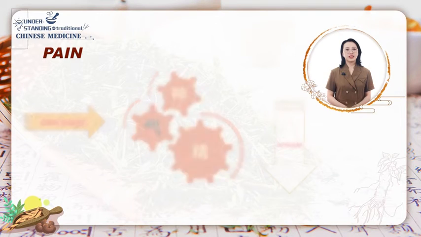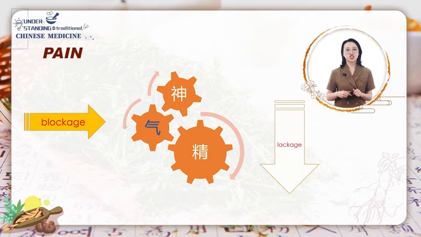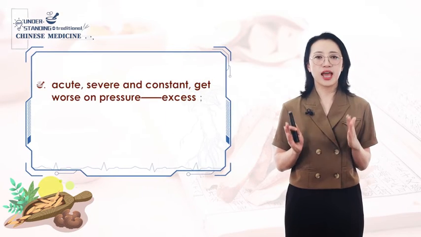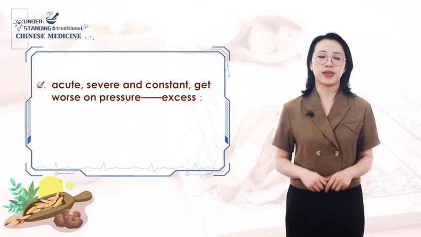In TCM, pain is generated when the qi and/or blood are blocked in some part of the body, or the local part lacks nutrition. The former is called pain due to blockage, 不通则痛, while the latter is pain due to malnourishment, 不荣则痛. So we need to distinguish the excess from deficiency of pain.